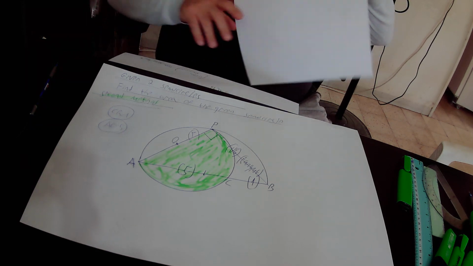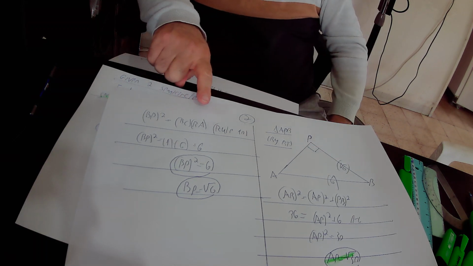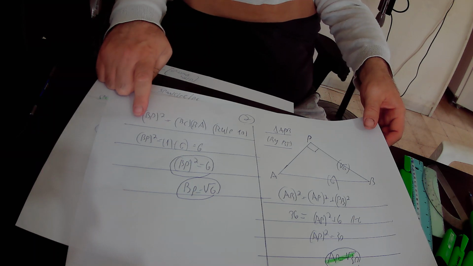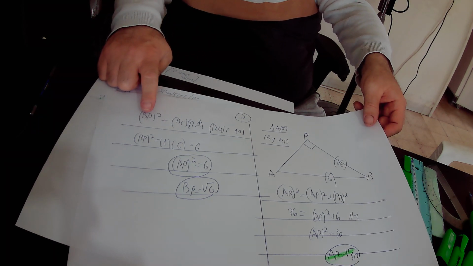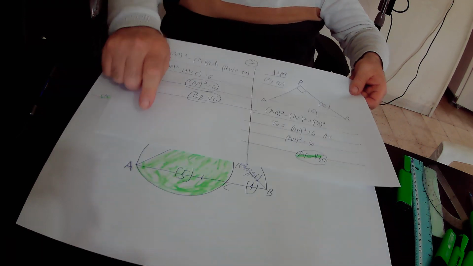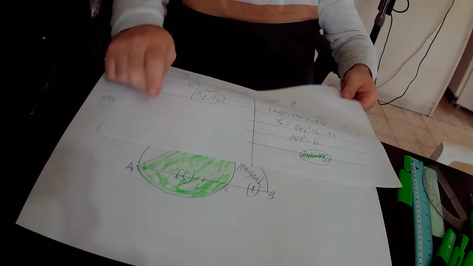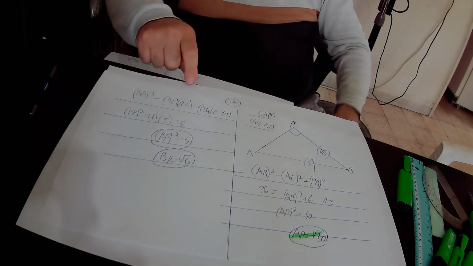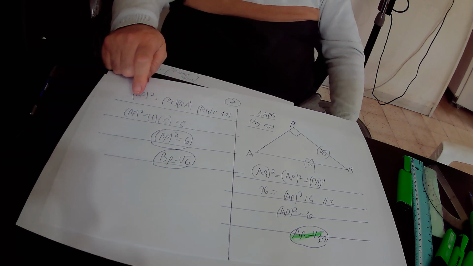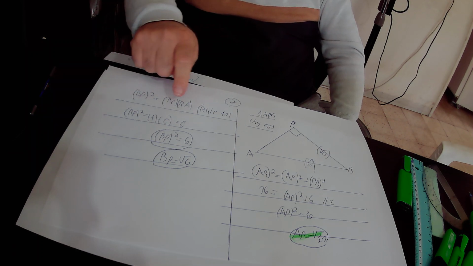Repeat again. According to rule 10, BP square equals BC times BA. BP is the missing tangent, so we leave it as it is. BC is 1, and BA in total equals 5 plus 1, that is 6. So we substitute BA by 6 and BC by 1, so BP square equals 1 times 6, that is 6.